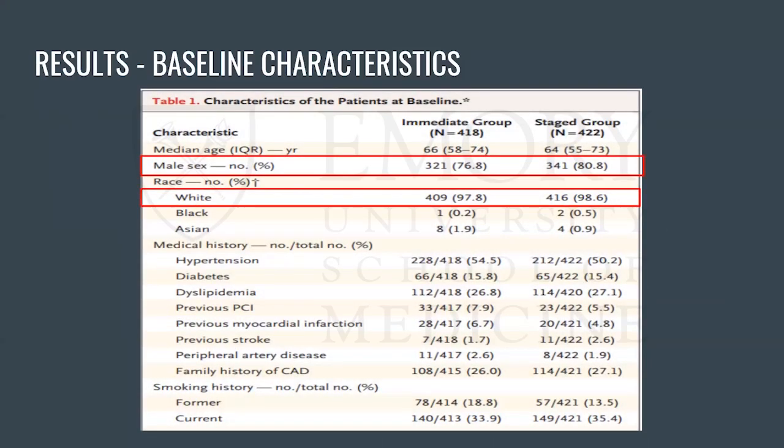Briefly jumping into the baseline characteristics for all the different patients, with the characteristics on the left and the immediate group and staged group here on the right. So the median age for these patients is roughly the same, around mid-60s. It was a patient population that had three-quarters or even more male predominance. And the vast majority of these patients were Caucasian or white as well. In terms of the medical history, they balanced out fairly well with regards to cardiac disease risk factors, as you can see here, in addition to their former or current smoking history.